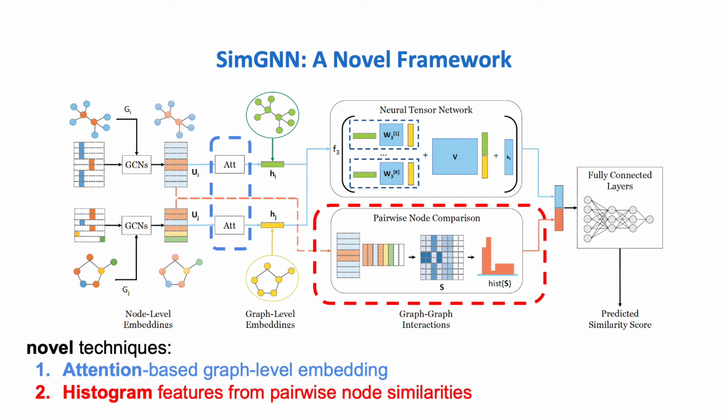I want to highlight the novelty of this work. The first novelty is the attention-based graph-level embedding that we introduce, and the second novelty is the histogram features that we generate from the pairwise node similarity. In our experiments, these two parts demonstrate that they can improve the performance substantially.